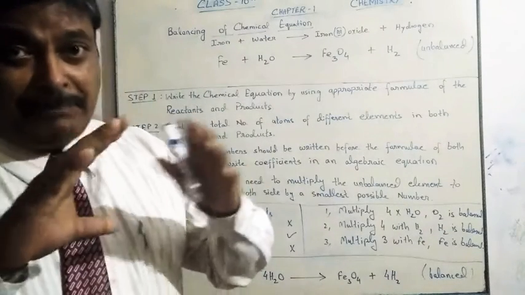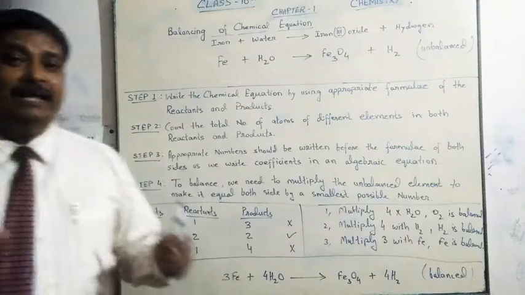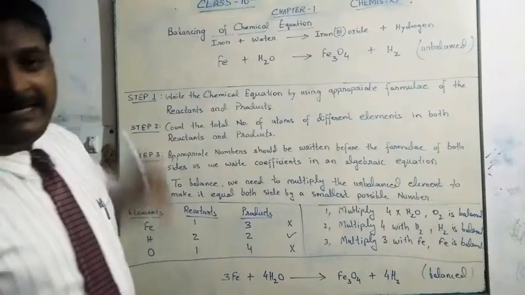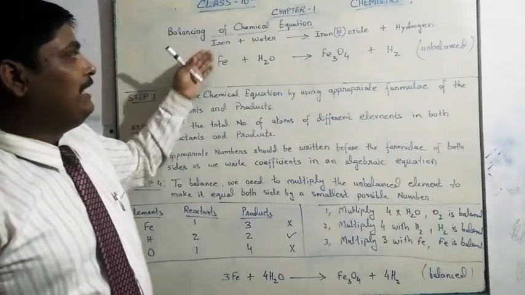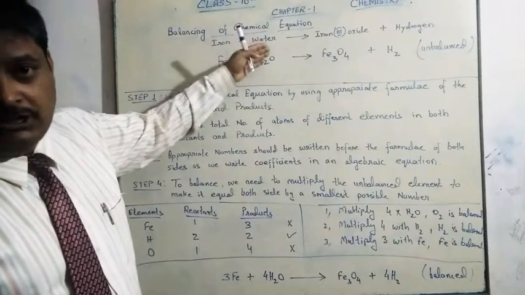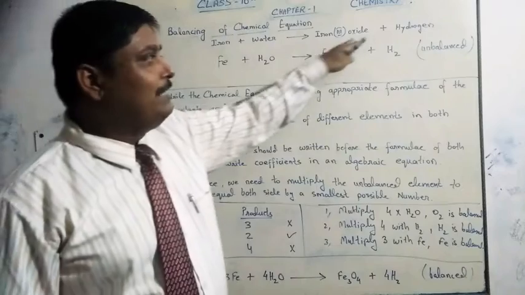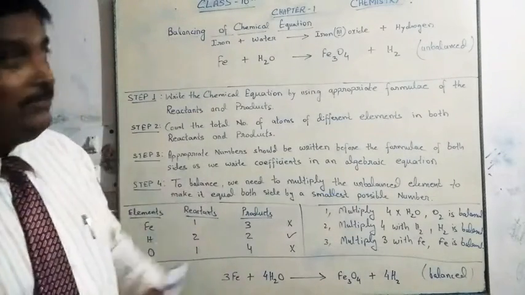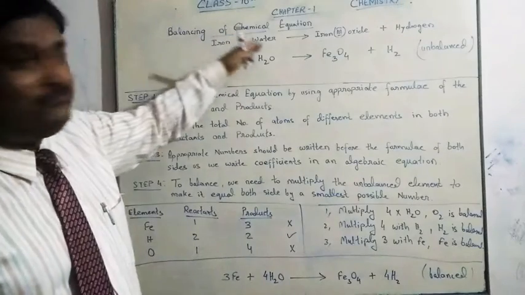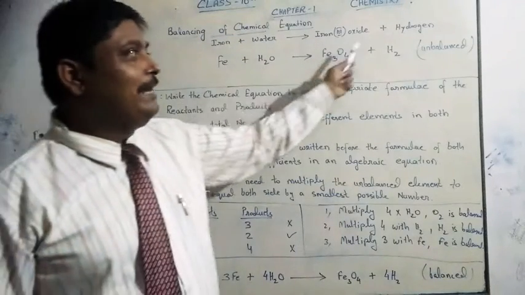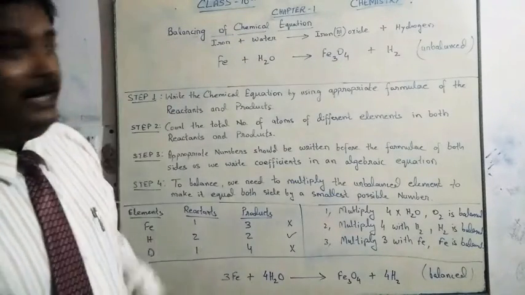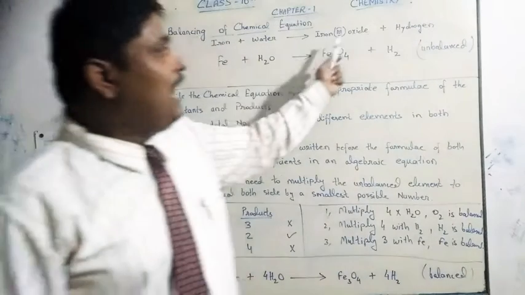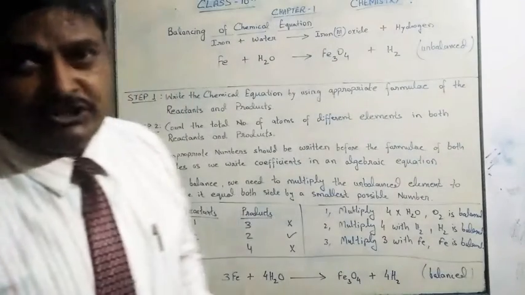Now, what is the simple procedure of writing a chemical equation? First of all, take an example. Iron, when mixed with water, forms iron oxide plus hydrogen. I repeat, the question says iron mixed with water forms iron oxide and hydrogen. It means the reactants are iron and water and the products are iron oxide and hydrogen.